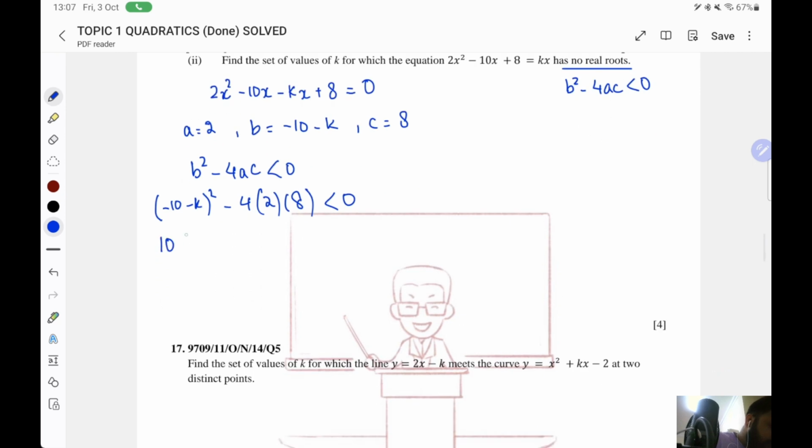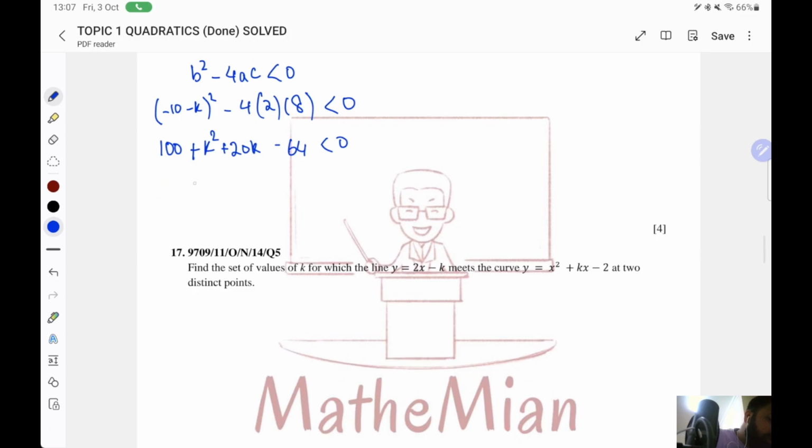If we expand, it will be 100 plus k square plus 20k minus 64 less than 0. So the inequality that we will have is going to be k square plus 20k plus 36 less than 0.